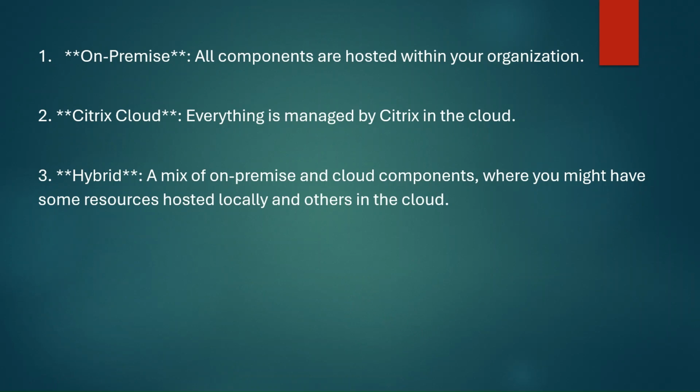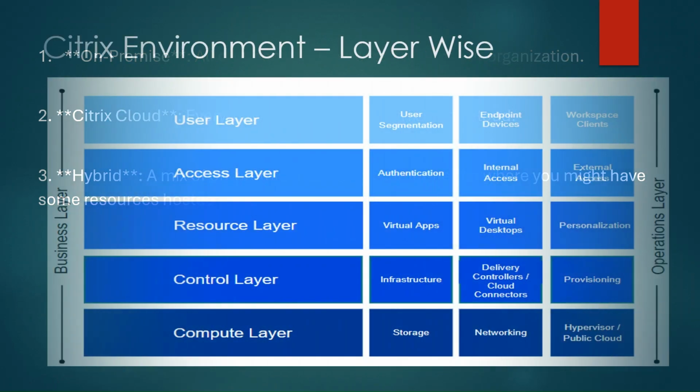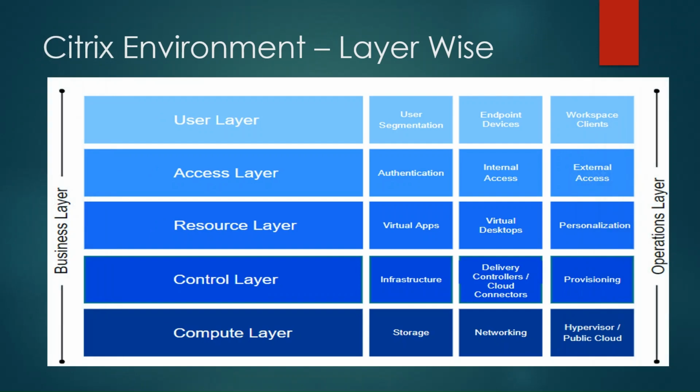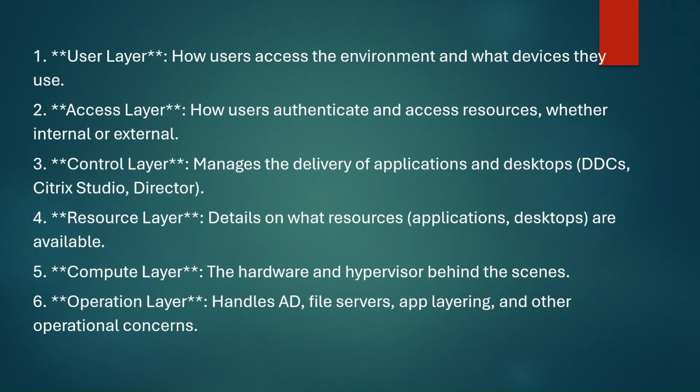Okay, let's quickly recap the layers we discussed. The first one was the user layer, which explained how users access the environment and what devices they use. Second was the access layer: how users authenticate and access resources, whether internal or external. Third is the control layer: how you manage the delivery of applications and desktops, which contains DDCs, your Studio, your Director, license server, and database. The fourth one is the resource layer, details on what kind of resources you are able to deliver to your clients. The fifth one is the compute layer, the hardware and the hypervisor behind the scenes, which provide the power to your environment.